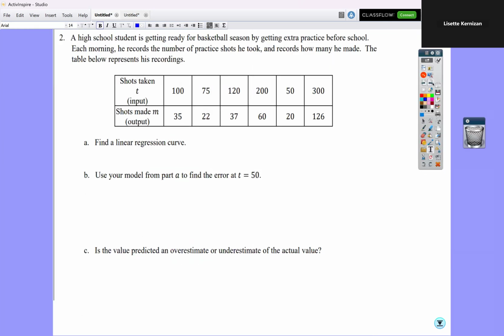So let's look at an example. It says a high school student is getting ready for basketball season by getting extra practice before school. Each morning he records the number of practice shots he took and records how many he made. The table below represents his recordings. So I'm going to do this in Desmos. So I'm going to share my Desmos screen, and then I'm going to show you how you can do this when you're at home.